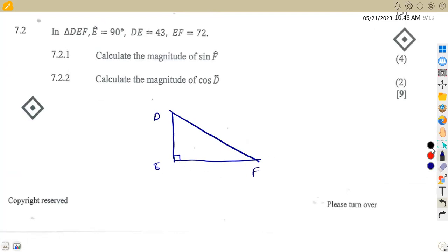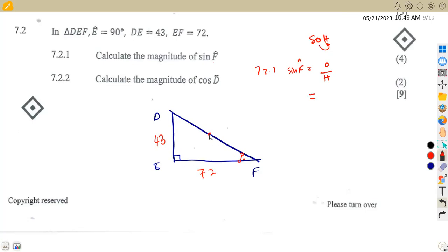So we are given the length of DE, that is from D to E, that is 43 units, from E to F, which is 72 units like this. Calculate the magnitude of sine F. So we want the magnitude of sine F, sine of this angle. Remember, this part we wrote it before, guys. We say the sine is taken from opposite over hypotenuse, from SOHCAHTOA. So the sine of F is opposite over there.